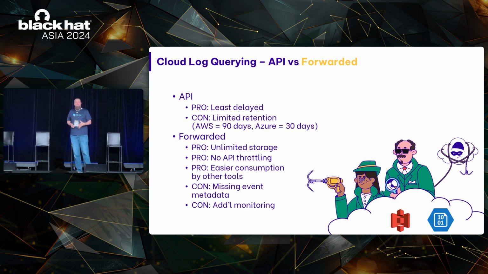There's also no API throttling. So for example, CloudTrail lookup events, you can hit 2 times per second. Now that's still a lot, but when you have a lot of different security tools competing for that, you can hit API throttling pretty quickly.